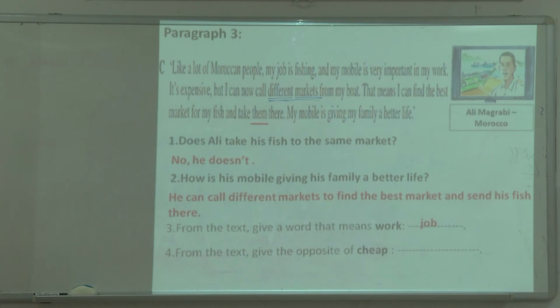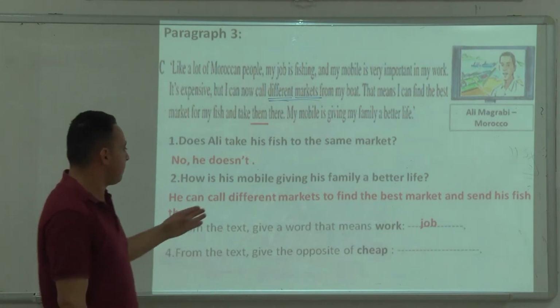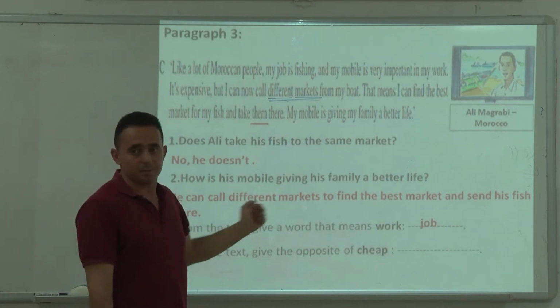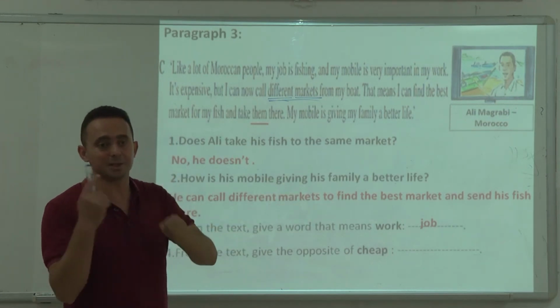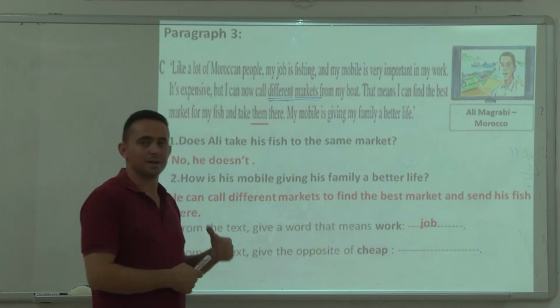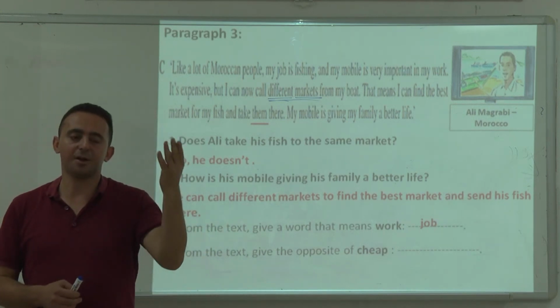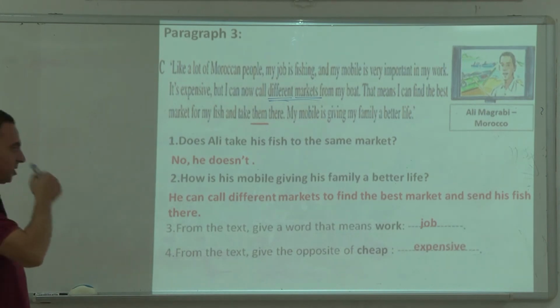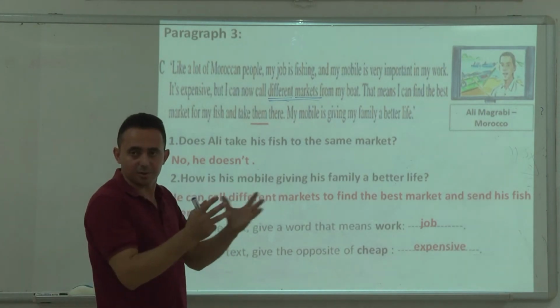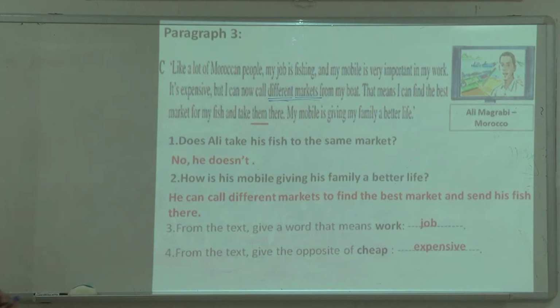Question number 4. From the text, give an opposite of cheap. Not the meaning, the opposite of cheap. Who can tell me the opposite of cheap? Very good. Expensive. That's fine. Expensive means a lot of money. Okay, let's continue.